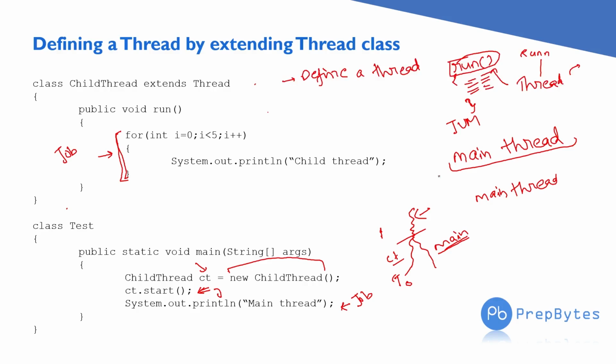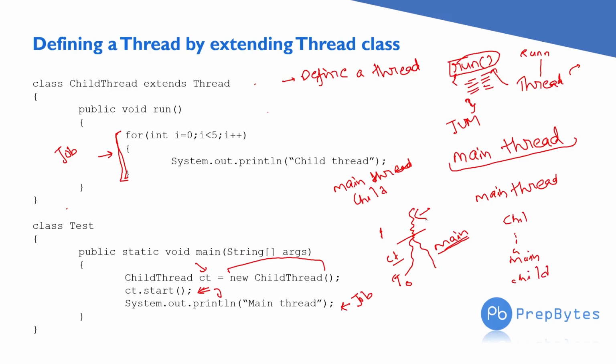Now both of the threads will be executing simultaneously. Since the jobs are independent, all that matters is they complete as fast as they can. The sequence in which they complete does not matter. For example, the main thread may be printed first and then the 5 child threads, or the child thread may be printed 4 times, then the main thread, and then a child thread again.